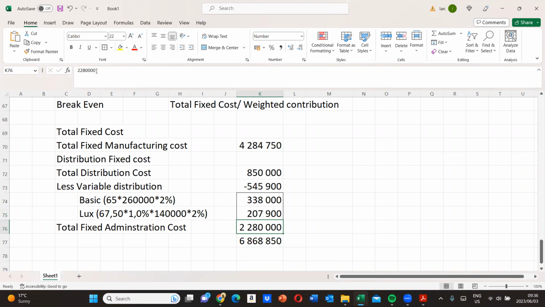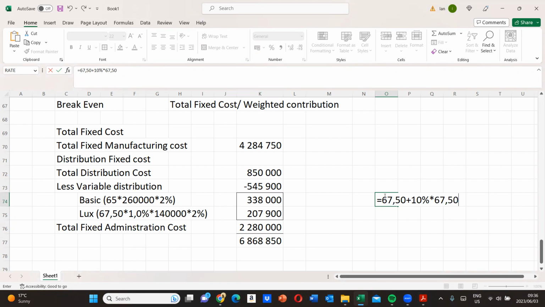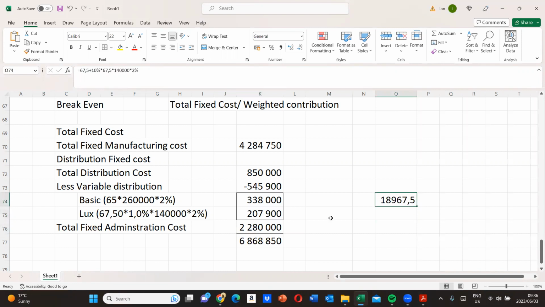Is it better now? Or it's still not making sense? All right, let's just do it the way that you guys want. So 67.50, plus what? 10% of 67.50. And then multiplied by 140,000 units multiplied by 2%. Gives us how much? It's different.